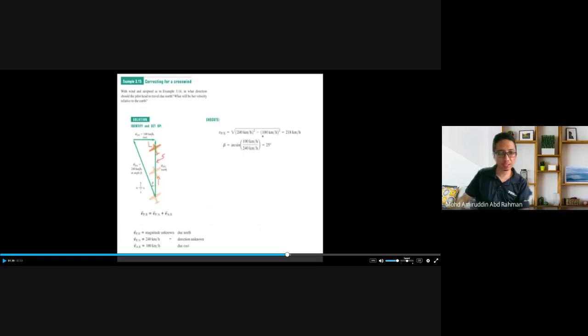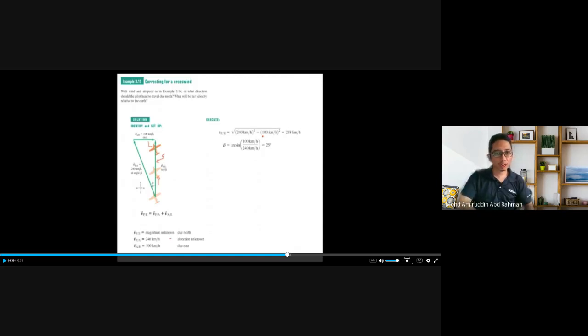Beta, that is the angle that the plane should travel in order for the pilot to head towards north. Meaning that it needs to maintain the speed at 240 km per hour, but the pilot needs to steer to what degree of angle to ensure that the plane is moving towards north. So that's why we need to have the beta, which is the angle.